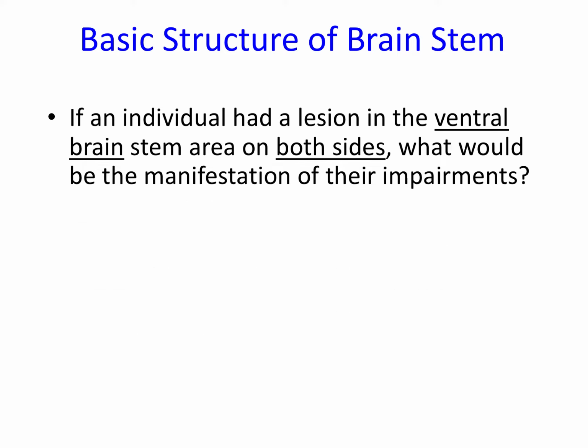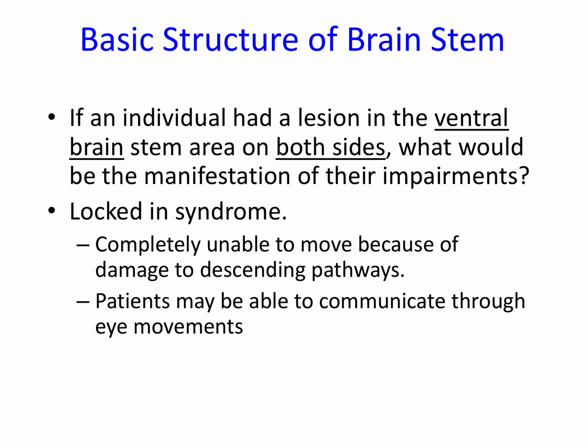So this question is getting at, if an individual had a lesion in the ventral brainstem area on both sides, what would be the manifestation of their impairments? So this is the ventral section, like we talked about, which is going to be mostly motor in function. If both sides are impaired, and if there's a large area of infarction, that's going to lead to what's called locked-in syndrome. And these individuals are completely unable to move because they have damage to all the descending tracts. And the patient might only be able to communicate through eye movements.